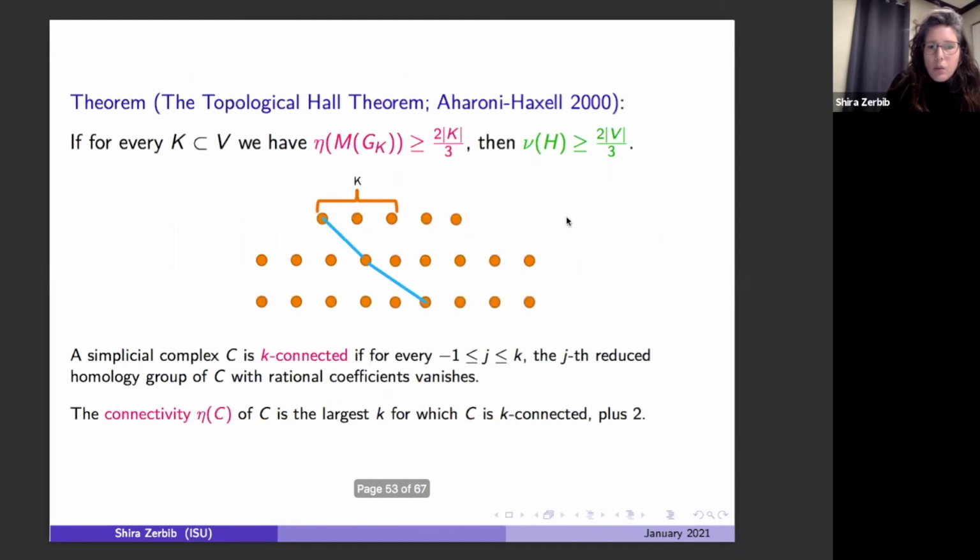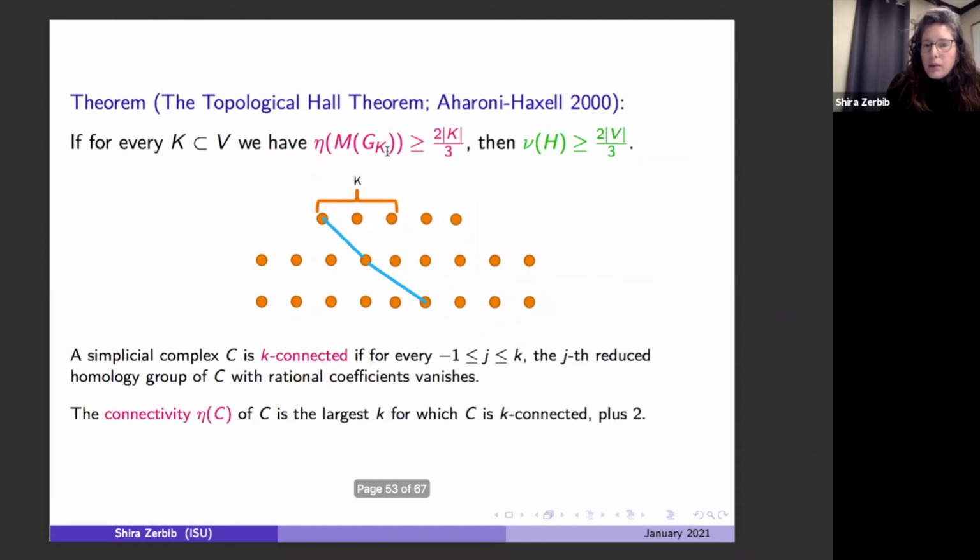And now, a very special case of the topological Hall theorem of Aharoni and Berger from 2000 tells us that if for every such K we have that the topological connectivity eta of the matching complex of this bipartite graph G of K is more than 2/3 the size of K, then the matching number of the entire three-partite hypergraph H is at least 2/3 the size of V.